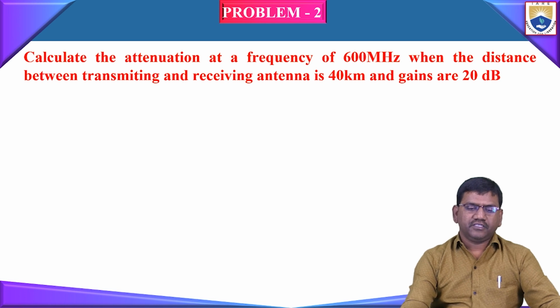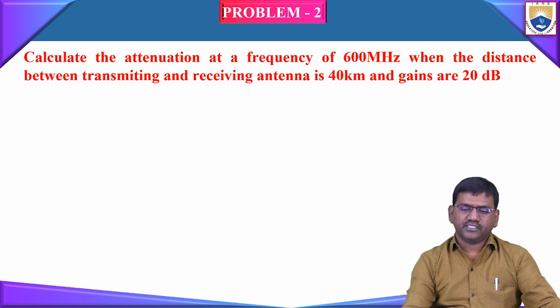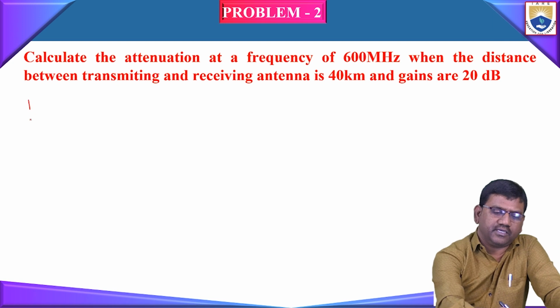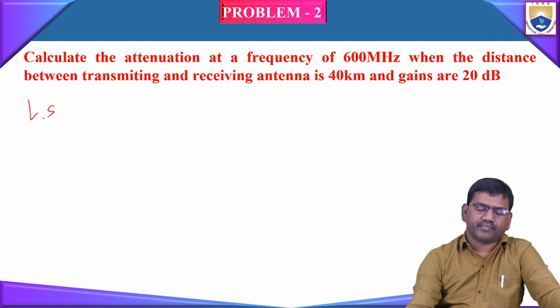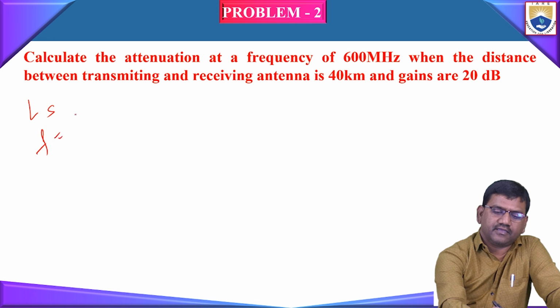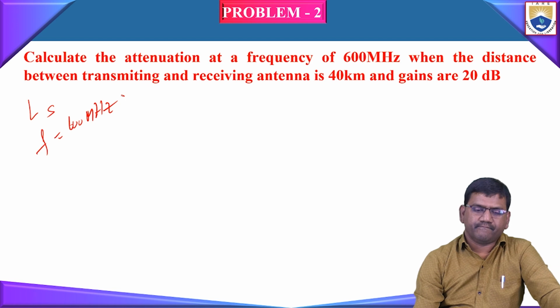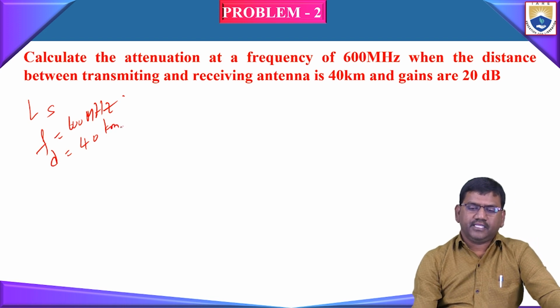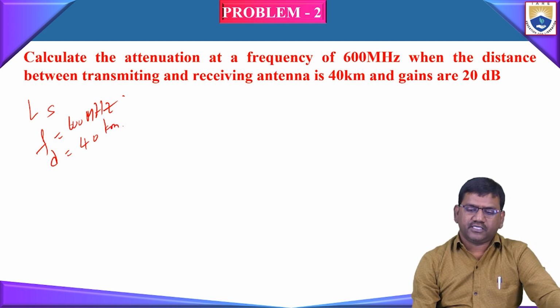Now calculate the attenuation at a frequency of 600 MHz when the distance between the transmitting and receiving antenna is 40 kilometers and the gains are 20 dB here. So we need to calculate the attenuation. Here the attenuation is denoted by the symbol LS. The frequency is given as 600 megahertz, the distance between the transmitting and the receiving antennas is 40 kilometers, and the gains are assumed to be 20 dB.